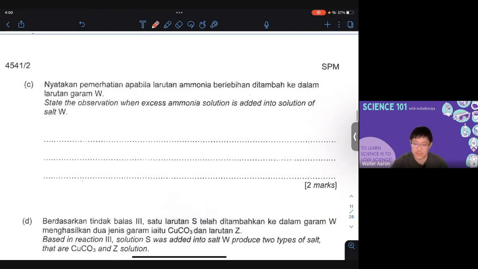State the observation when excess ammonia solution is added to the solution of salt W. Again, salt W is copper nitrate. It's asking you if you were to add ammonia solution into copper nitrate. Now, when you add ammonia solution, this is actually a test for cation. So specifically, it's a test for the presence of Cu2+. So what we will get is actually a blue precipitate, which will dissolve in excess ammonia to produce a dark blue solution.